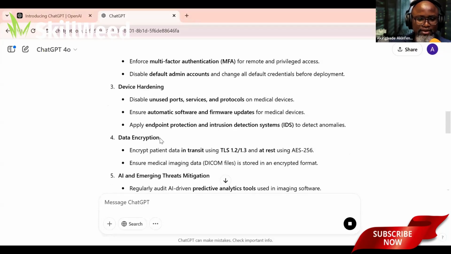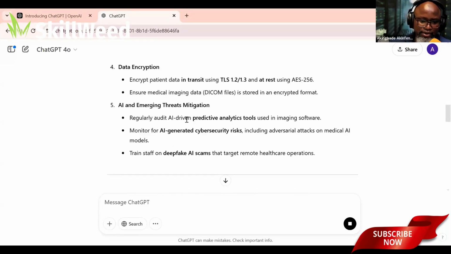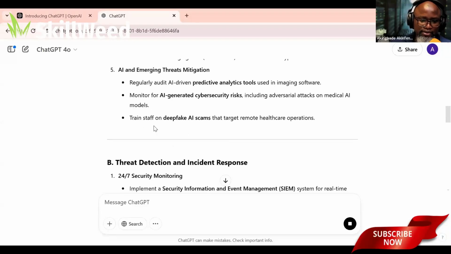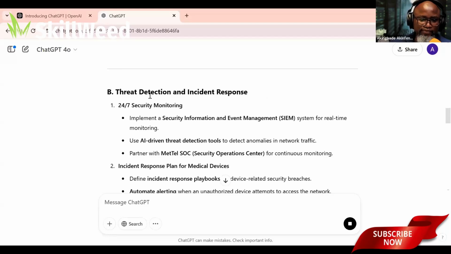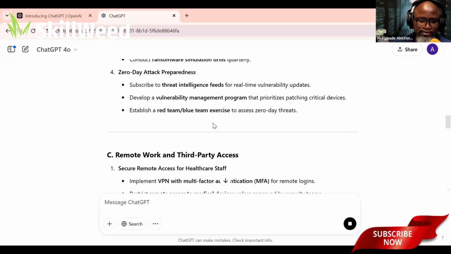Data encryption. You can see now because it's procedure, they're now telling us the kind of encryption we should consider. They are getting into the details. Policy doesn't care about stuff like that, right? They even went into emerging threat mitigation. Regularly audit your AI driven systems, train staff on deepfake AI scams. That's awesome. You can see they even went further into threat detection and incident response. So this is good stuff.